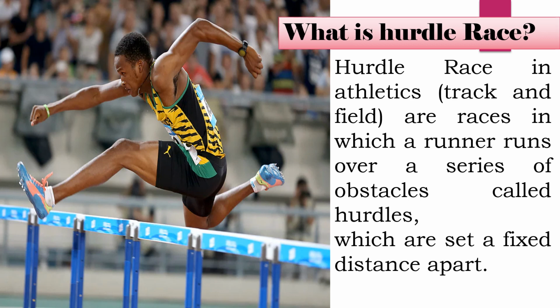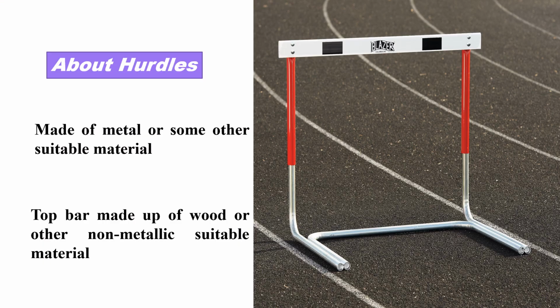Now, as we know, in hurdle races an athlete has to run over a series of obstacles which are called hurdles. These hurdles are kept at a fixed distance. The distances are fixed and it is well decided where the hurdles are going to be placed. So let us know other things about the hurdles.